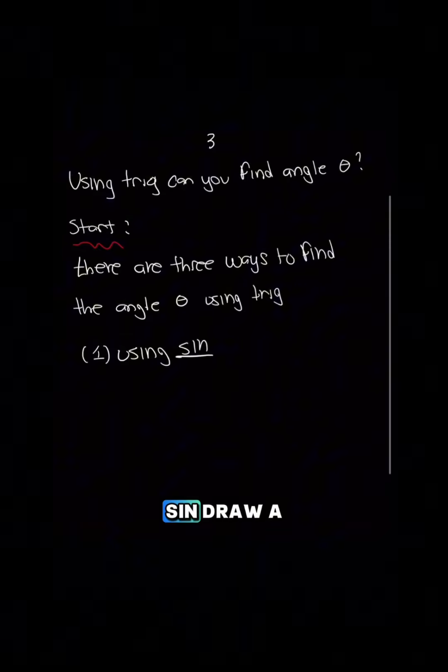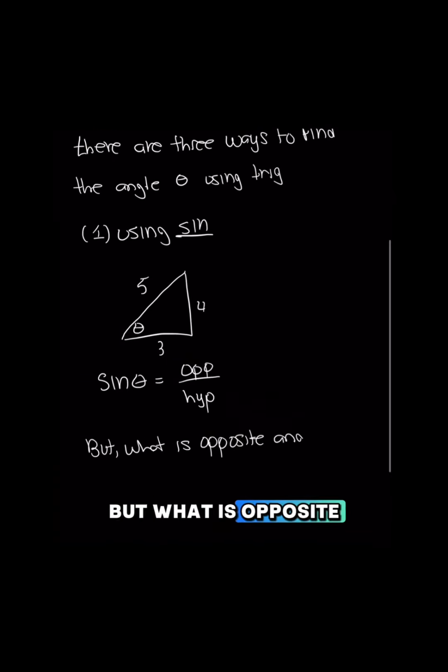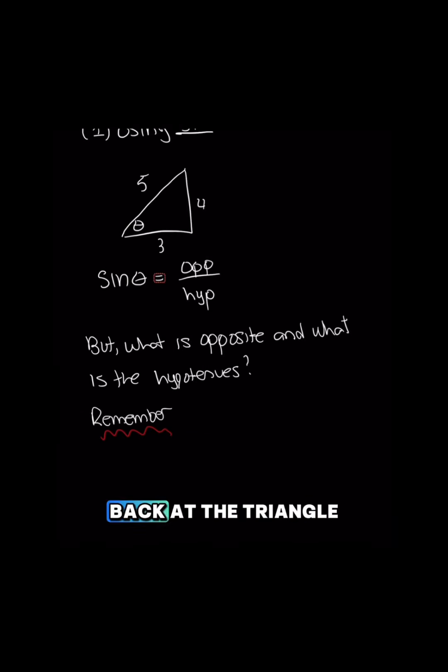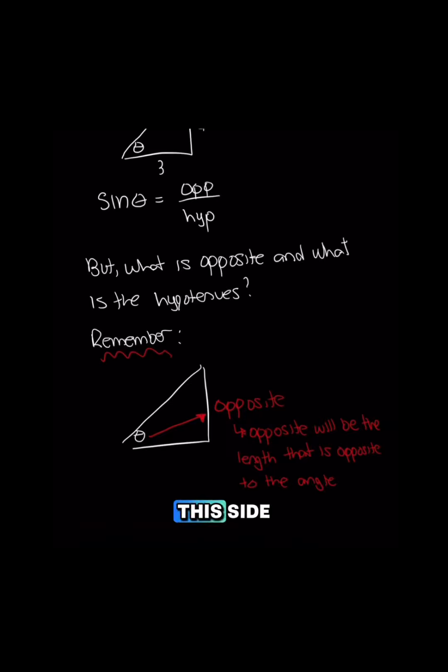The first way is using sine. We draw a triangle here, sine is going to be equal to opposite over hypotenuse. But what is opposite and what is hypotenuse? Remember, if we look back at the triangle, opposite would be the length that is opposite to the angle. So it's going to be this side length here.